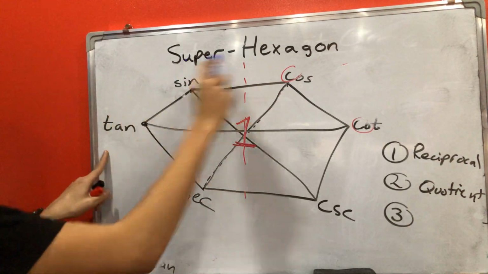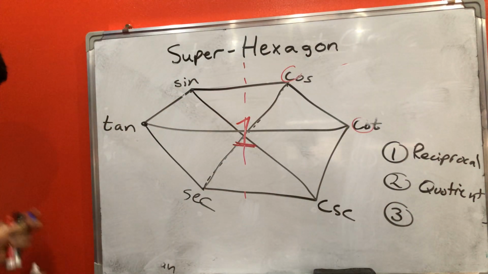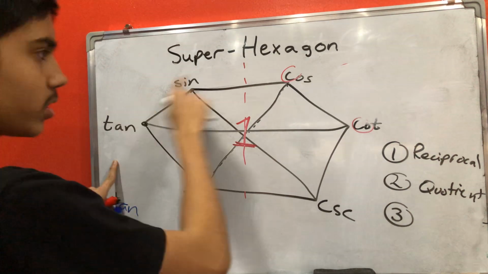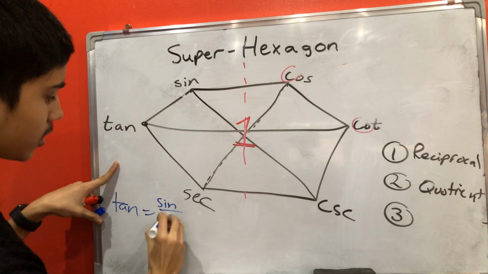We take any three that are next to each other, and the first one we choose is going to be equal to something. For example, I'm just going to take tan. And then what are the next two? I'm going to list them like this: sine over cosine.